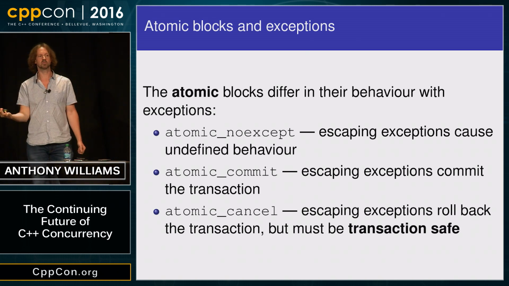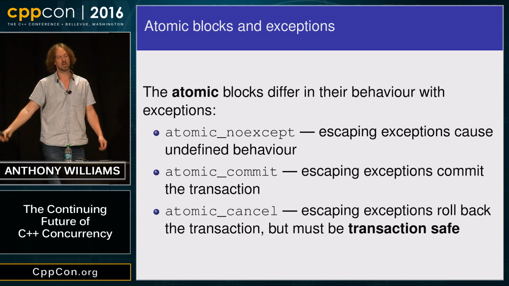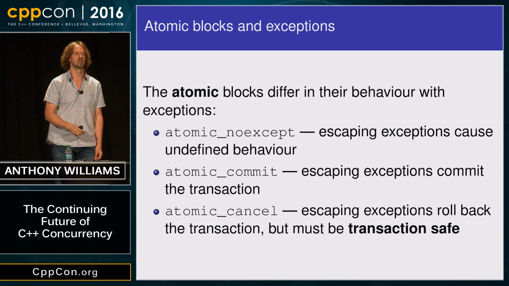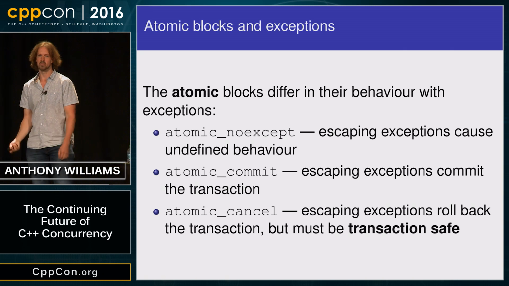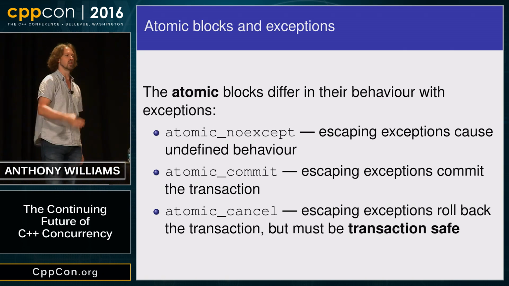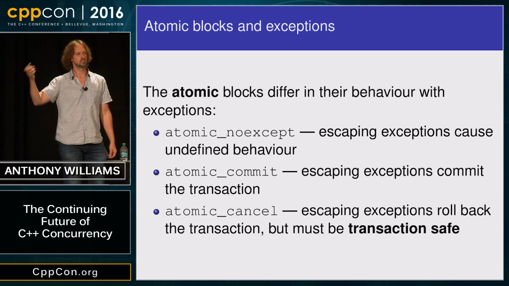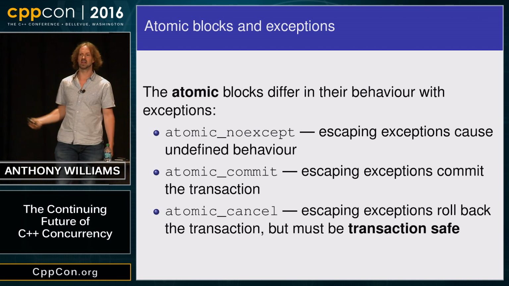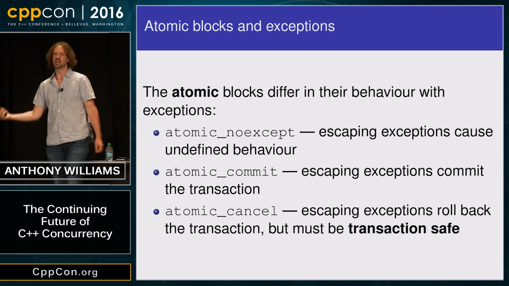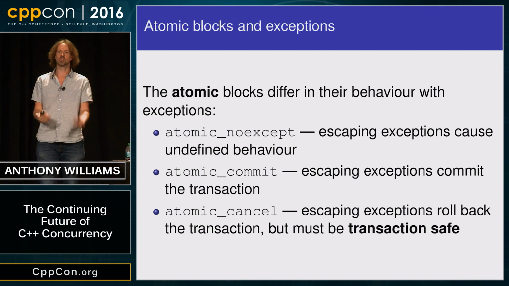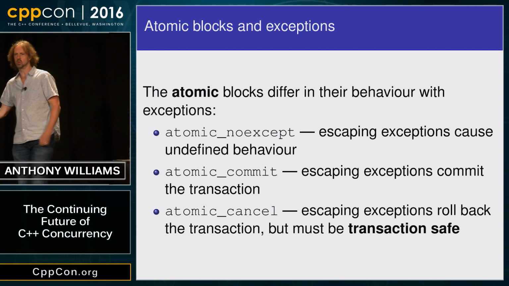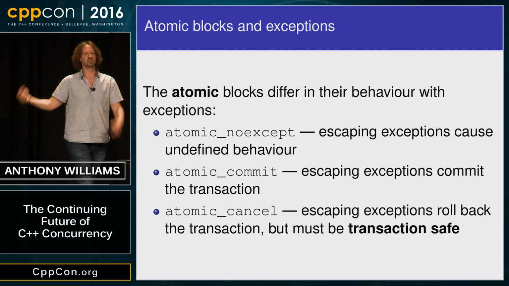So obviously with no except, you're saying there won't be any exceptions, so it's undefined behavior. And then you can either commit or cancel when an exception escapes. But even in those cases, if the exception is allowed to escape for a cancel, then it must be a special type of exception that's transaction safe, because otherwise the cancel transaction will roll back the creation of the exception that was going to be thrown. So you don't want that.